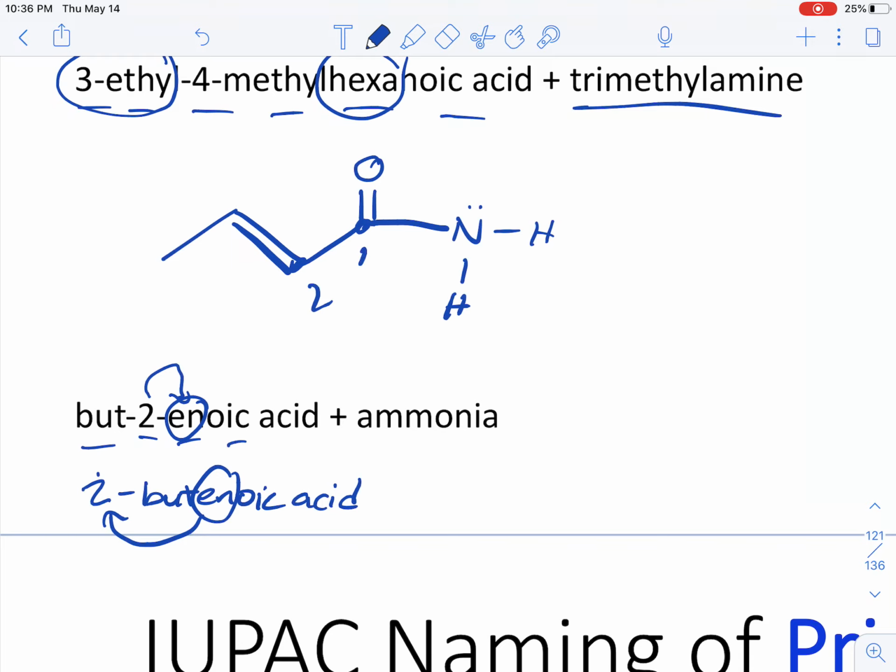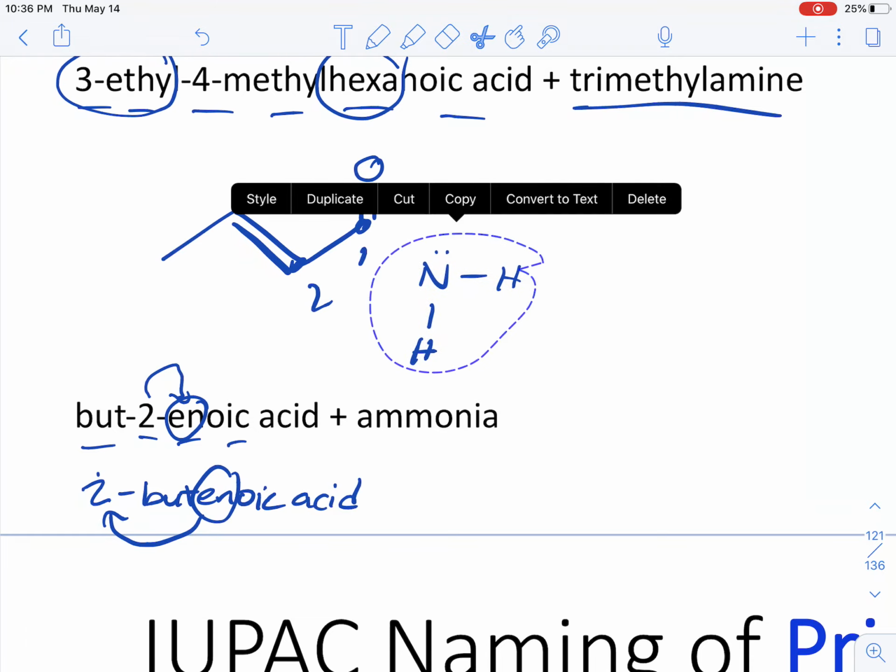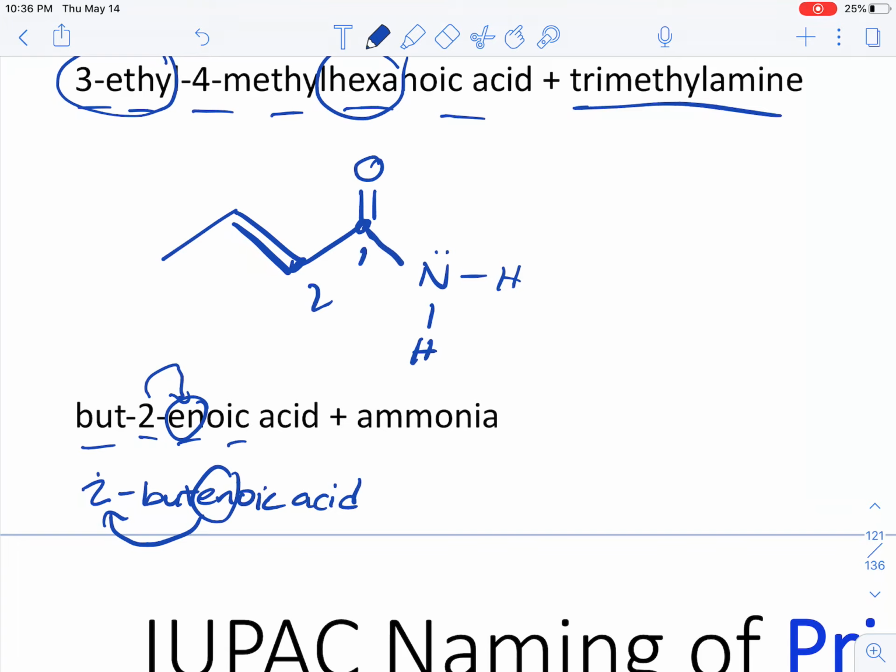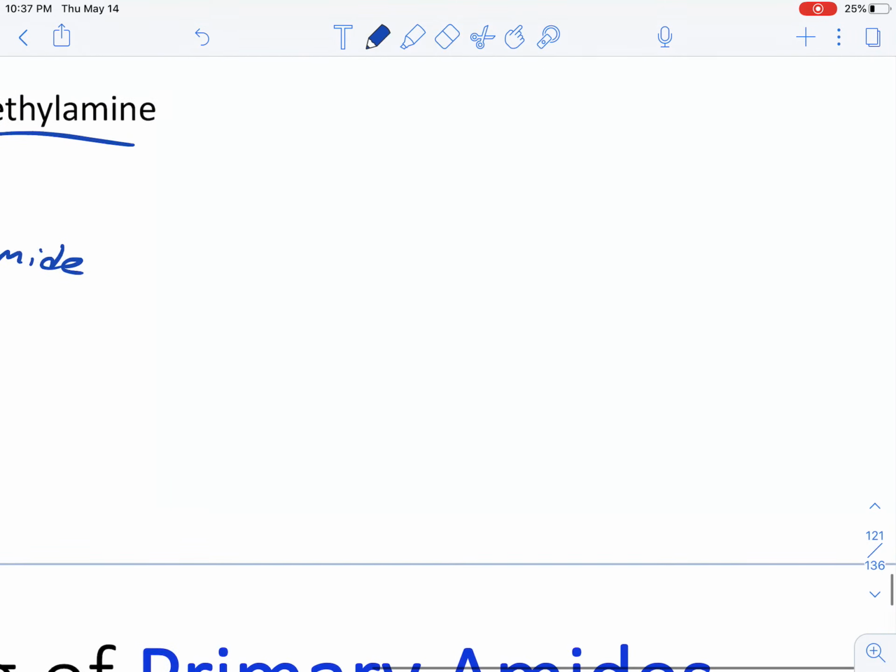Actually, let me just draw this a little bit better. We want to maintain that trigonal planar geometry as best as possible. And so this is going to be the product of 2-butenoic acid reacting with ammonia. So notice we get a primary amide. Just to list it out, if you have COOH reacting with NH3, you get a primary amide.